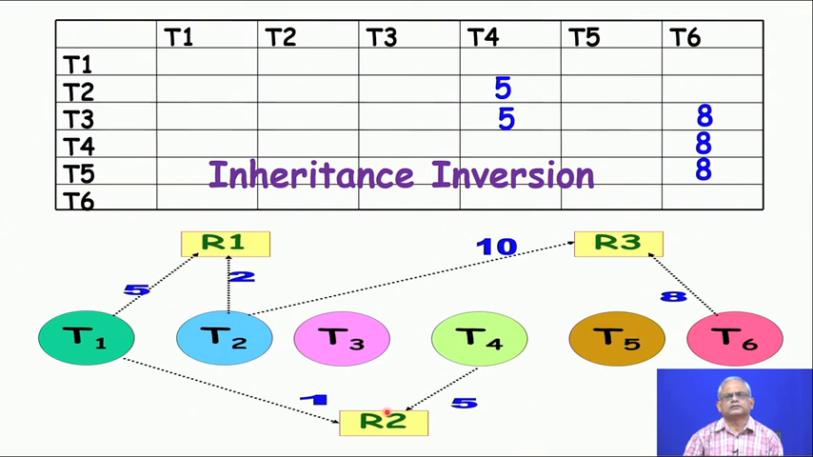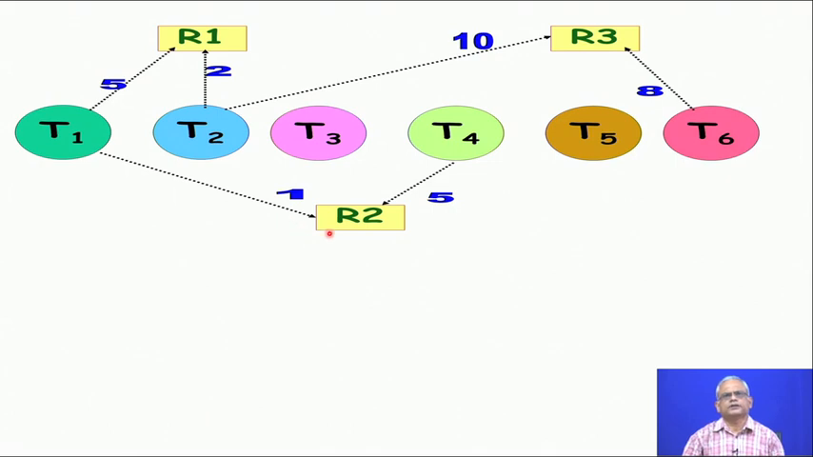Now, let us do the analysis for avoidance related inversion for the same example problem. So, this is the problem. Now, let us identify the avoidance related inversion. Let us see whether T1 and T2 will cause an avoidance related inversion. No, because these are higher priority tasks, and high priority tasks do not cause inversion to lower priority tasks. It is the low priority tasks which cause inversion to high priority tasks.